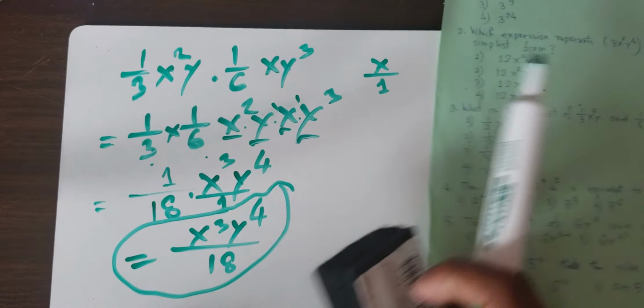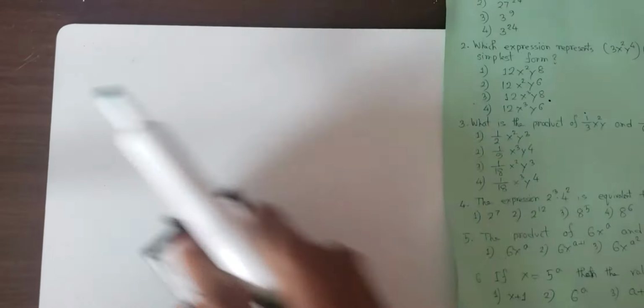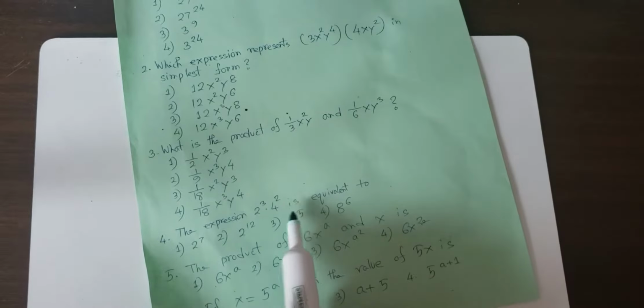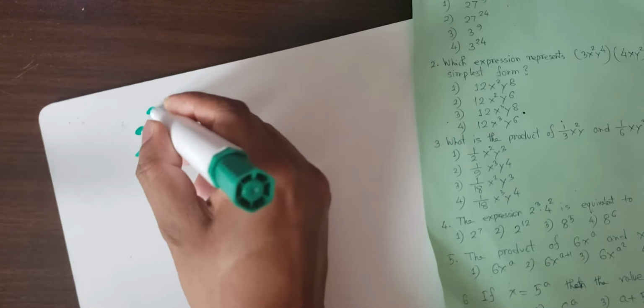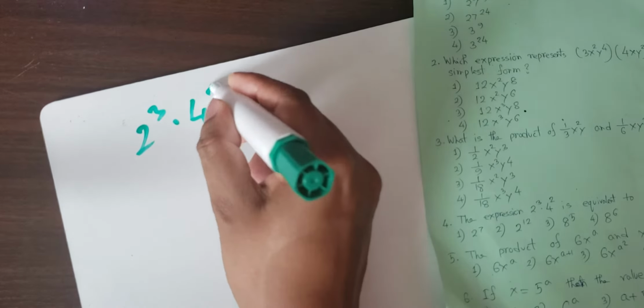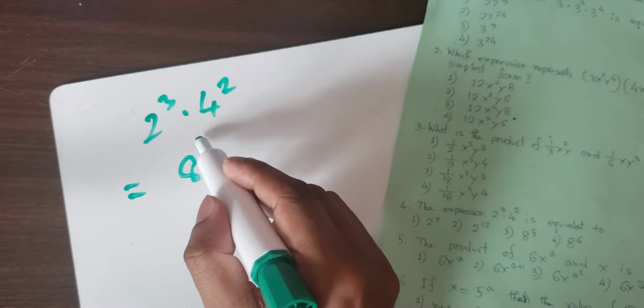So now you'll see the question will get slightly trickier. So let's look at question number 4. The expression 2 cubed times 4 squared is equivalent to what? Alright, so let's write this expression: 2 to the power 3 and 4 to the power 2. Some students multiply 2 and 4, which is 8, and then add 3 plus 2, which is 5. So can we do this?